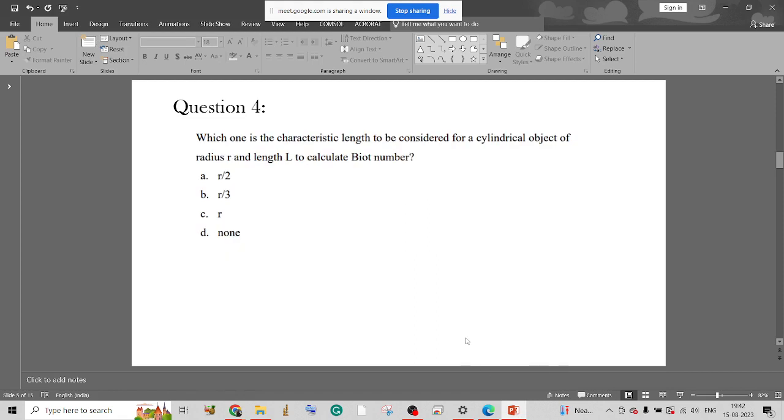Which one is the characteristic length to be considered for a cylindrical object of radius r and length L to calculate the Biot number?